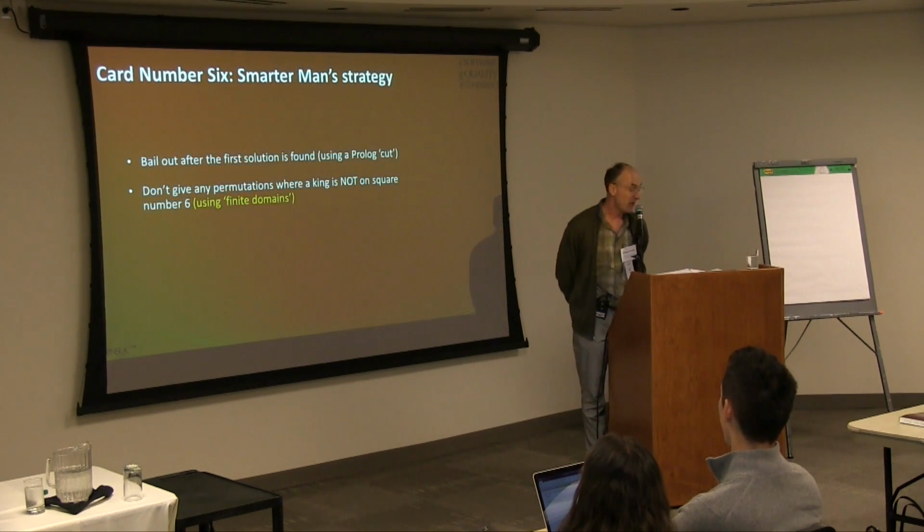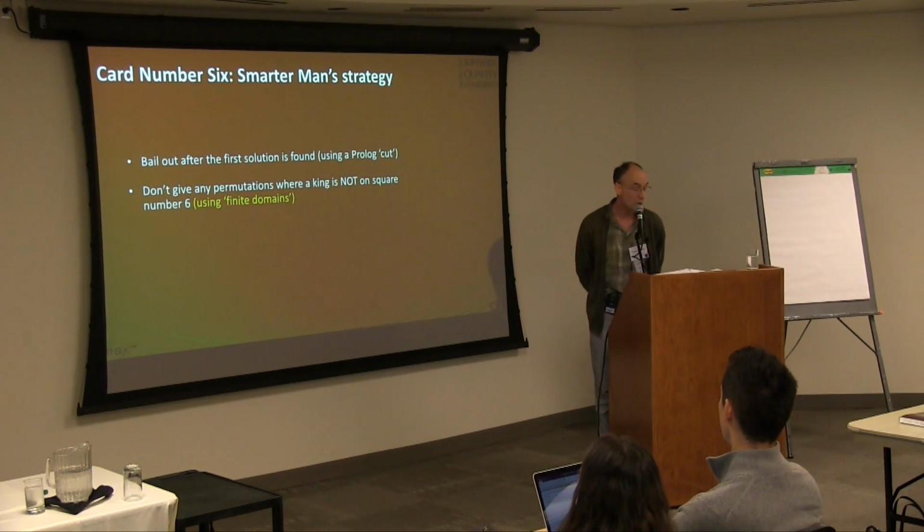How could we be smarter about this? One thing we could do is bail out after we find the first solution using what's called a Prolog cut, which just says, okay, we found our first solution. We're not interested in any more solutions.